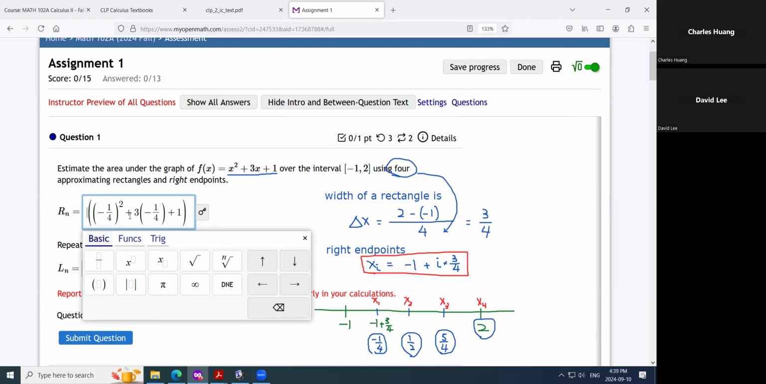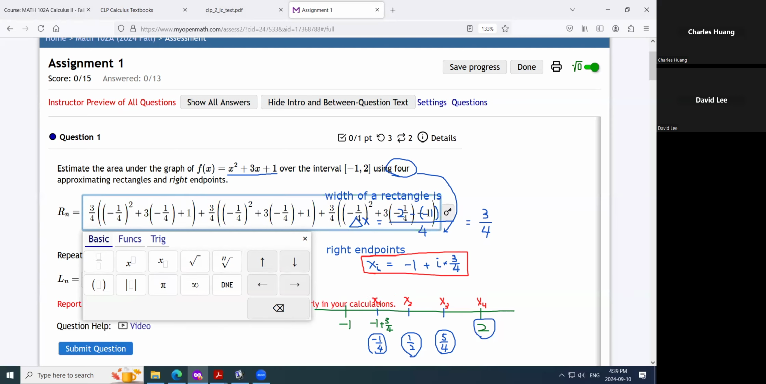So we have to multiply this by 3/4. So this is the first one, the first rectangle at -1/4. The y value is this part, right? Because I had to put the x value into my function to get the y value, and then I multiply by the width. Then I have to do that for every single one, the 3 other rectangles.